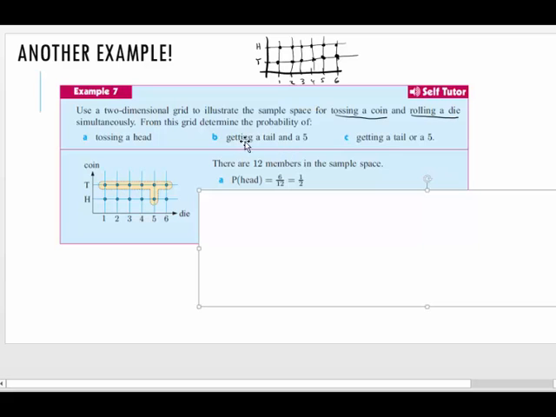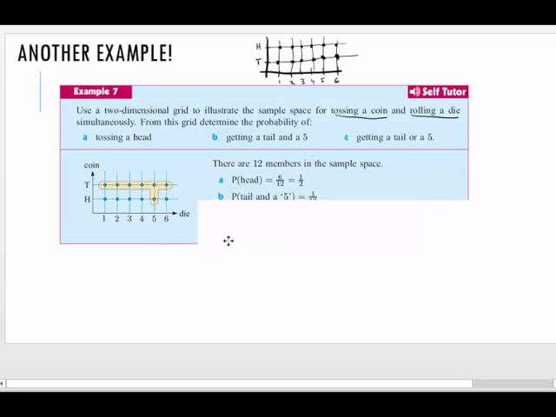Okay? Now the next one, getting a tail and a 5. This is the example that they showed right here. Getting a tail and a 5, we actually counted up on our little grid. So we have 1, 2, 3, 4, 5, 6. And then we have the next one, a 5 as well. So that's 7.